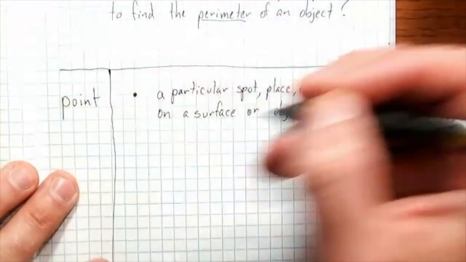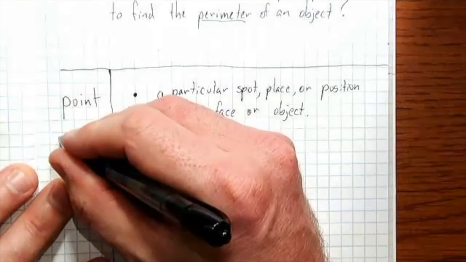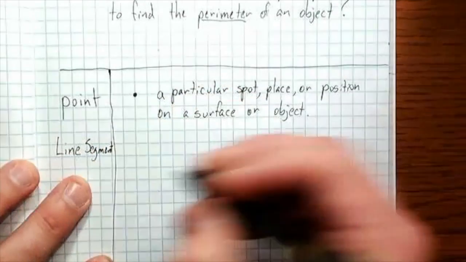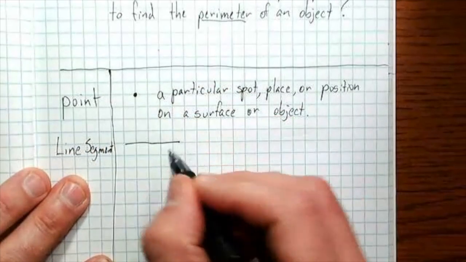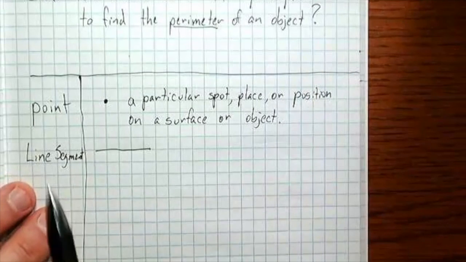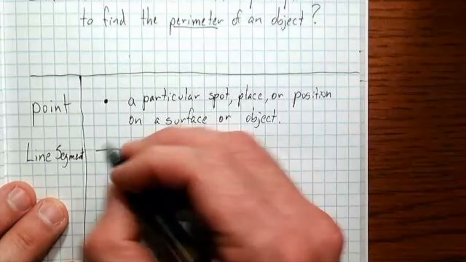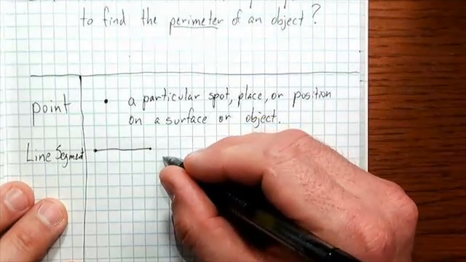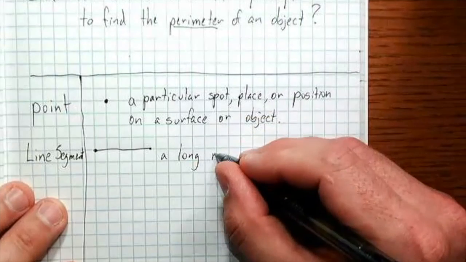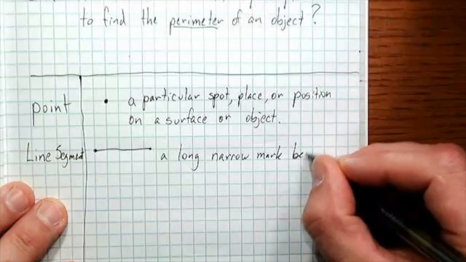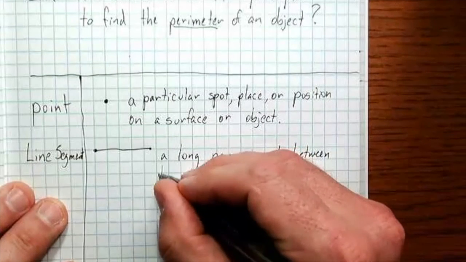Next is the word line or line segment. A line. And a line segment, again, you guys probably use the word line many, many times in your life, but it's a long, narrow mark between two points. So in this line that I've drawn here, it's between this point and this point. A long, narrow mark between two points.